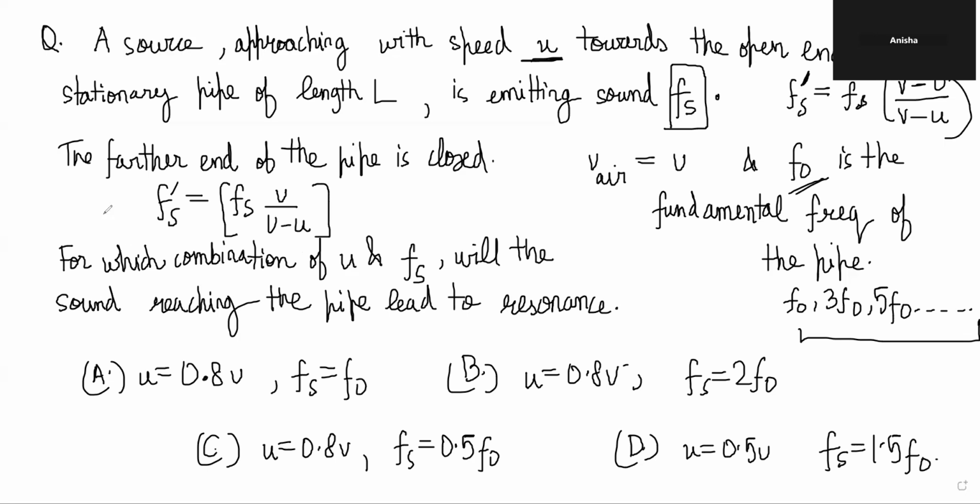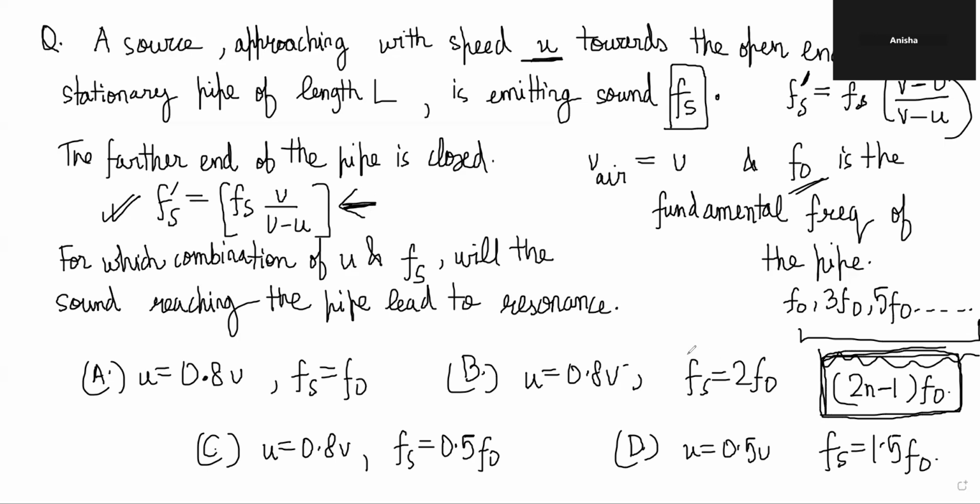For resonance, what has to happen? This frequency should match the pipe's frequencies. So this is like an odd multiple of F naught, so 2n minus 1 into F naught, you can call it. n should be an integer, and this should match this. Now you just have to check the options when it matches.